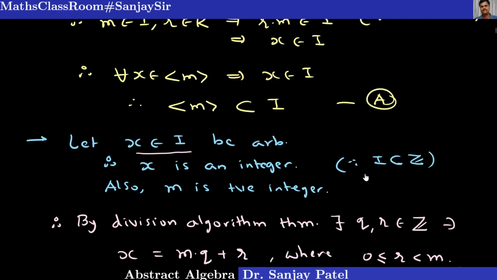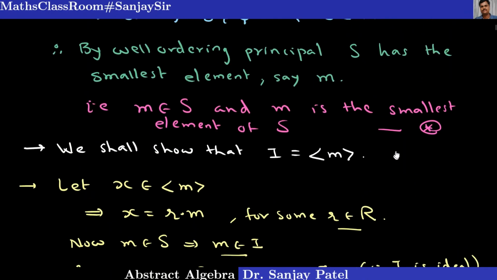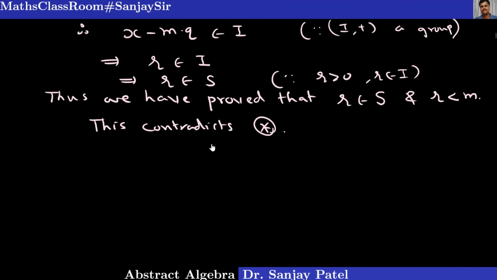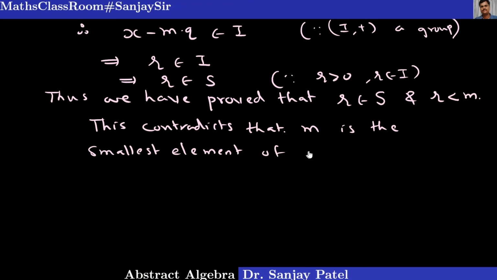We have written that M is the smallest positive integer which belongs to S, and M is the smallest element of S. But what I have written here is that there is something smaller than M in the set S. This contradicts that M is the smallest element of S. It contradicts the result number star. Therefore our supposition must be wrong.